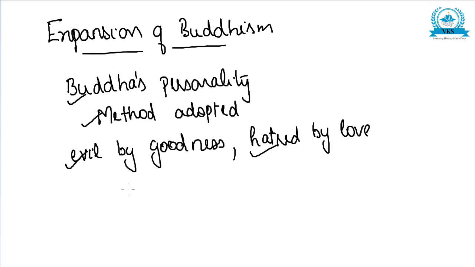He maintained his poise and calm. Buddha was always calm, and he maintained his calmness even under difficult circumstances. He tackled his opponents with wit and presence of mind. He was never provoked. All these characteristics of Buddha's personality and the methods he adopted helped the spread of Buddhism.